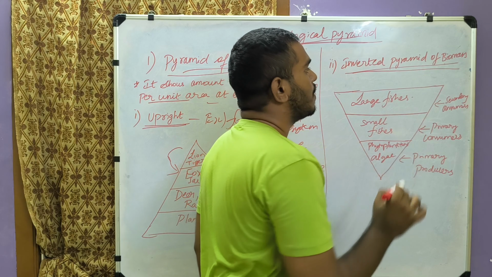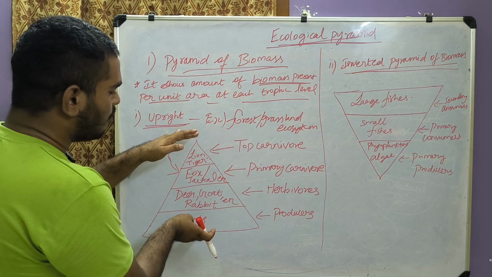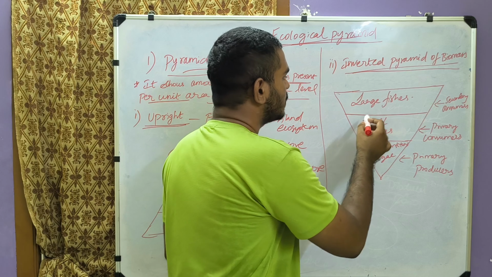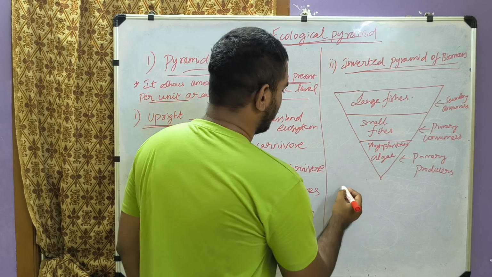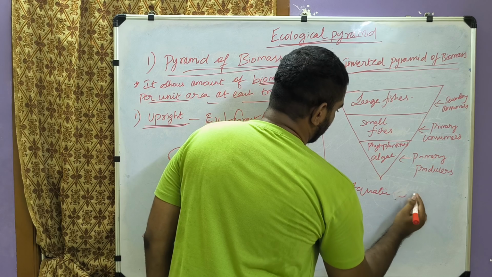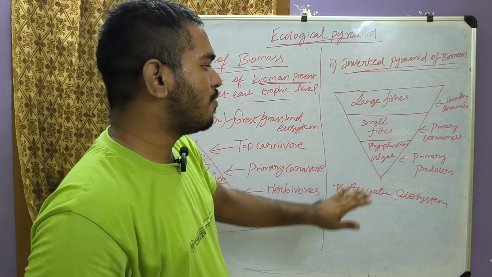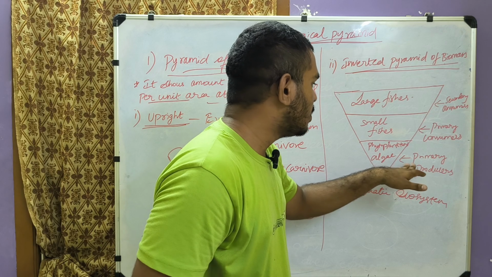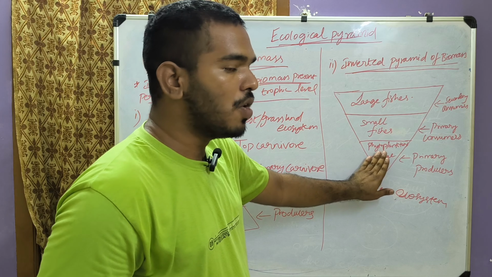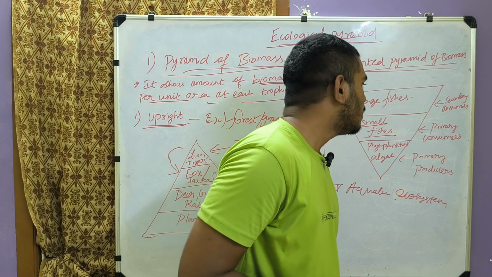Next is the inverted pyramid of biomass. What is meant by inverted pyramid of biomass is that the triangle will be inverted. This is an example for an aquatic ecosystem. In an aquatic ecosystem, the primary producers are phytoplankton and other algae. Their total biomass is lesser than that of the small fishes, which are the primary consumers.